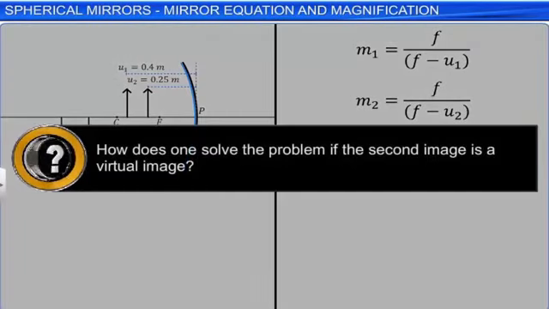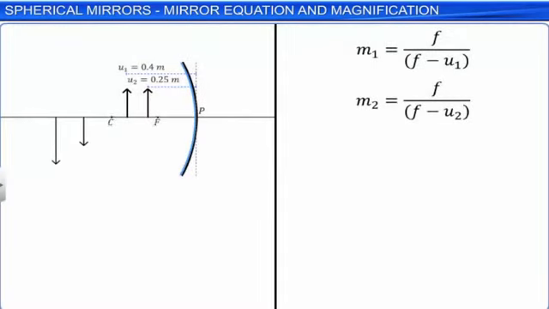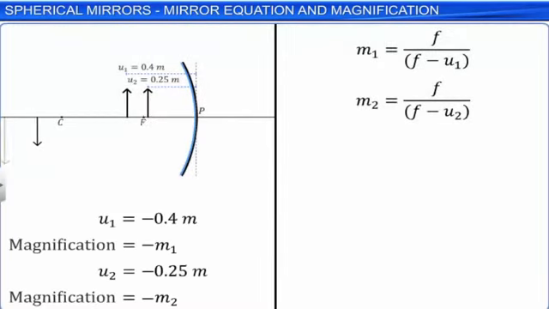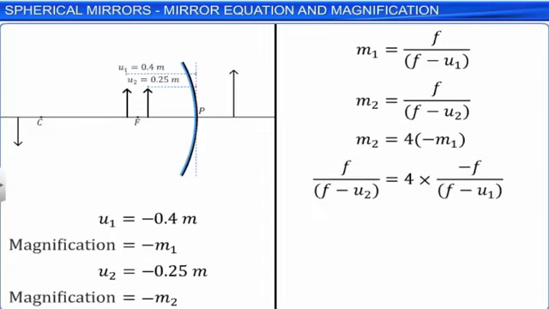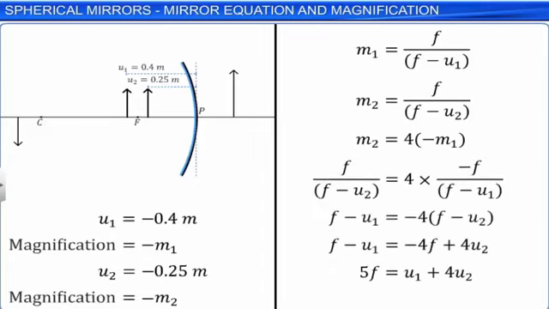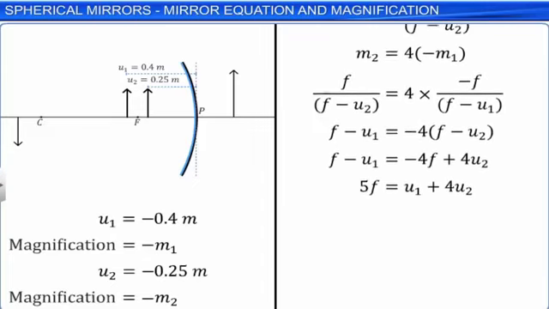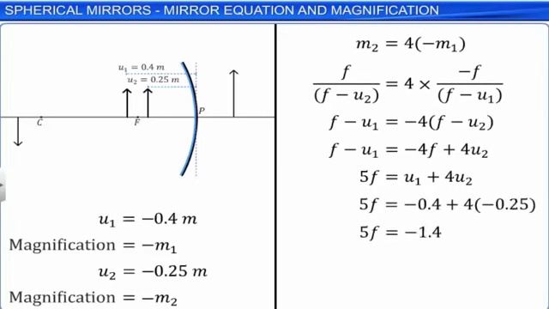How does one solve the problem if the second image is a virtual image? If the second image is virtual, then m2 is positive. Then we will get the condition as m2 is equal to 4 into minus m1. And by substituting the values for m1 and m2 and on further simplification, we get f is equal to minus 0.28 meter.